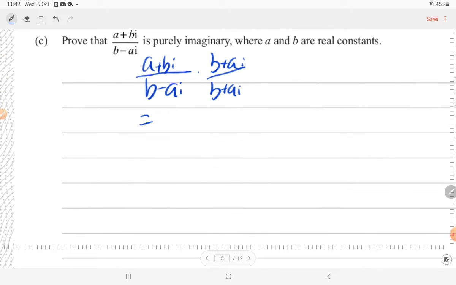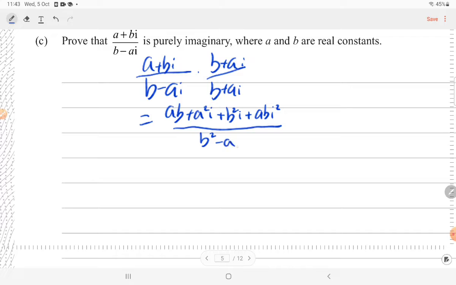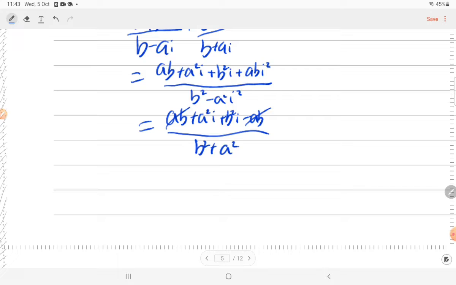So ab plus a squared i plus b squared i take away ab i squared all over b squared take away a squared i squared, and i squared just turns into negative 1, so ab plus a squared i plus b squared i take away ab all over b squared plus a squared. Then these two cancel each other out, so (a squared plus b squared) i all over a squared plus b squared.